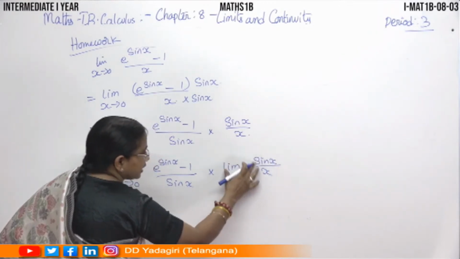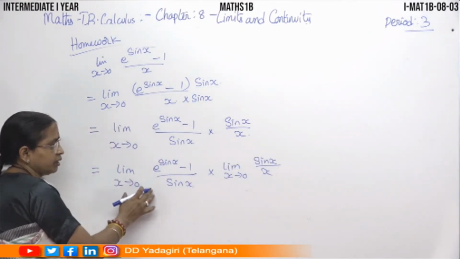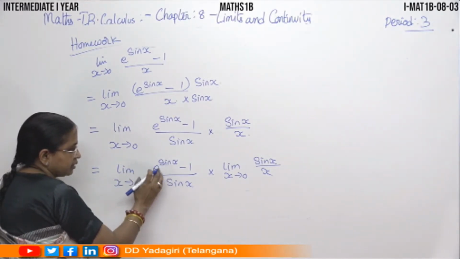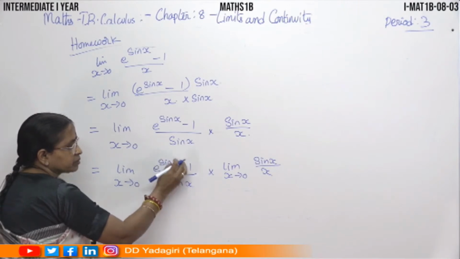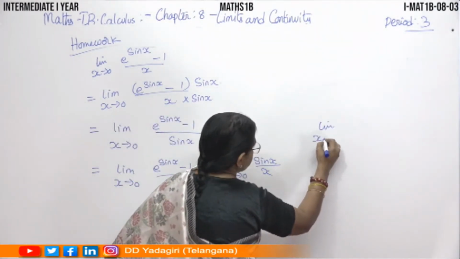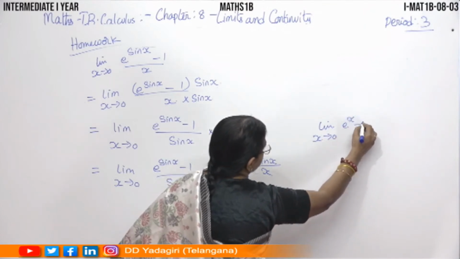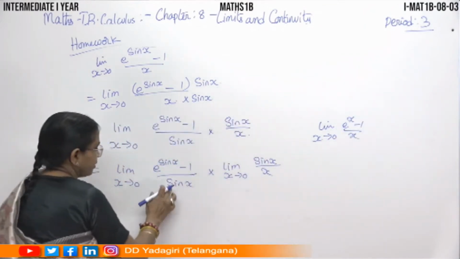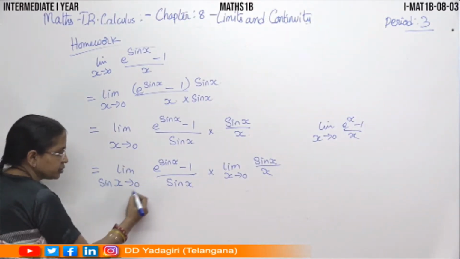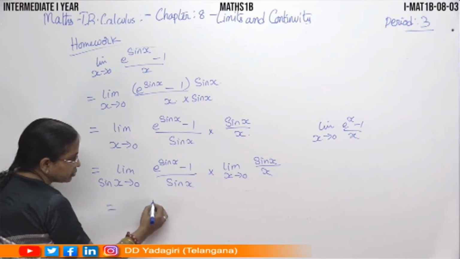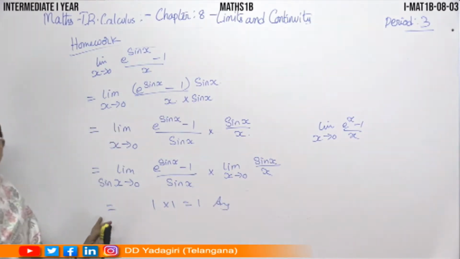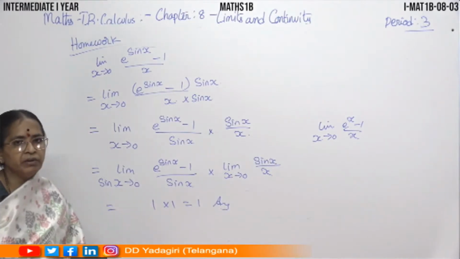Now this is in the standard form. But this is not yet in the standard form. You have to still write sin x. Our standard limit is e power x minus 1 by x. What is our standard limit, x tending to 0 of e to the power x minus 1 by x? In the place of x we have sin x, so we should write sin x. Sin x also tends to sin 0, that is 0 only. So this is 1 into 1, 1 is the answer. Like this we do the problem. You can complete the homework. Next period we'll continue with the problem.